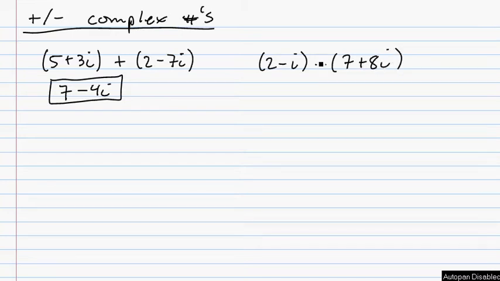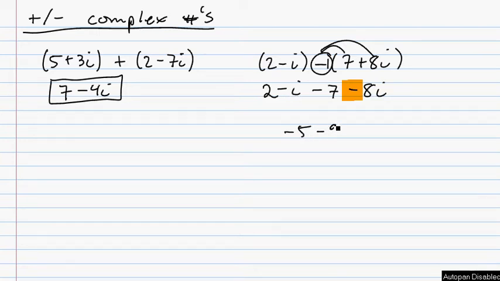because that minus, it's kind of like there's a minus 1 out in front of this complex number. That minus will distribute to both. So it's really 2 minus i minus 7 minus 8i. And if you remember from yesterday, this minus is what most people miss. So 2 and minus 7 is minus 5. Minus i and minus 8i is minus 9i.